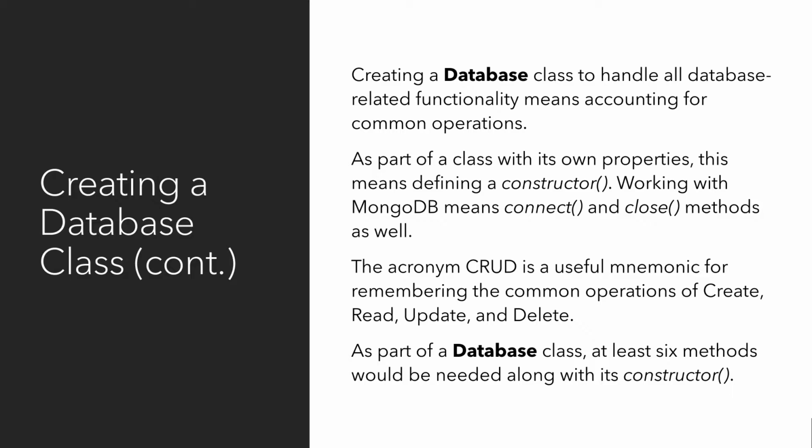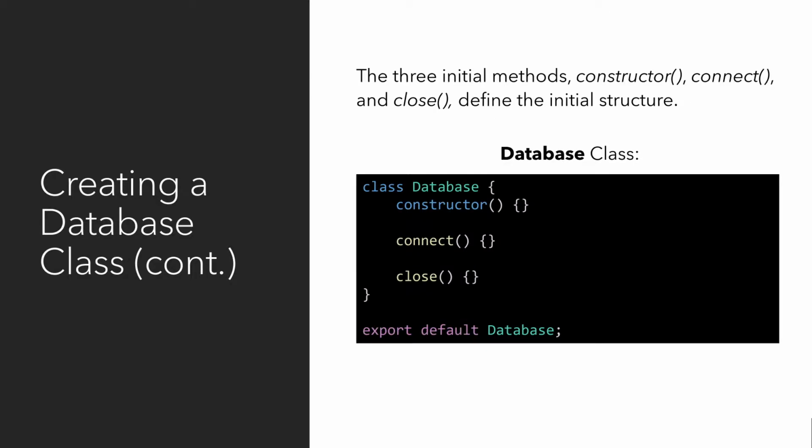As part of a database class, at least 6 methods would be needed along with its constructor. The constructor, the connect, the close, create, read, update, and delete, composing 6 methods plus a constructor. The initial 3 methods, constructor, connect, and close, define the initial structure. And here on this slide is the initial database class with its constructor, a connect method, and a close method.